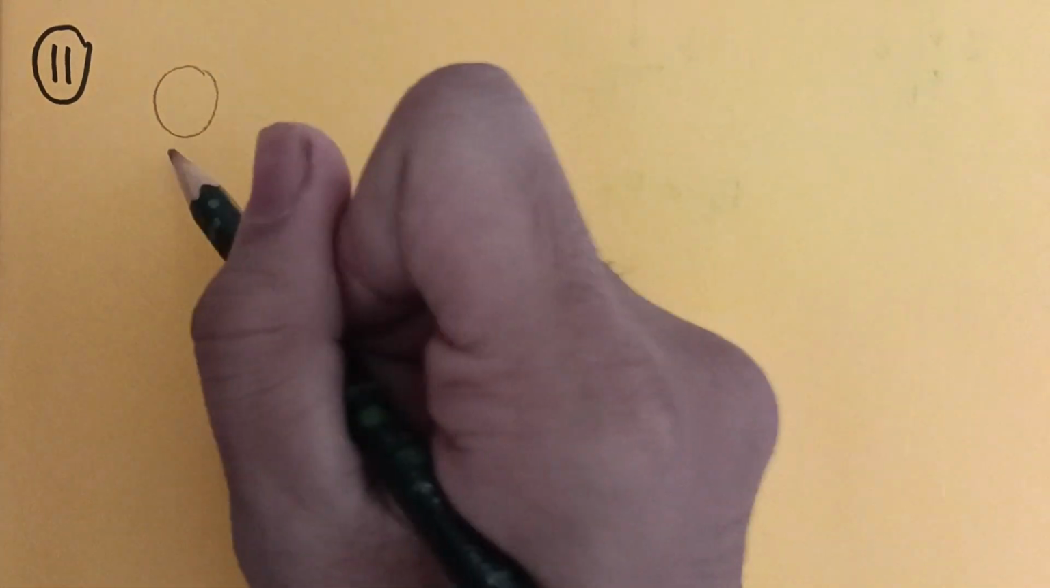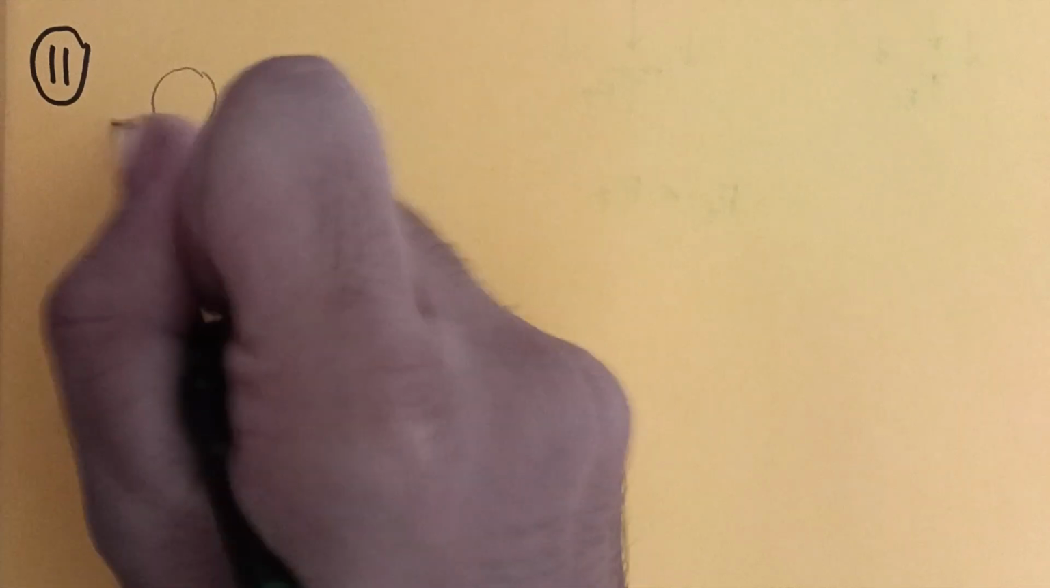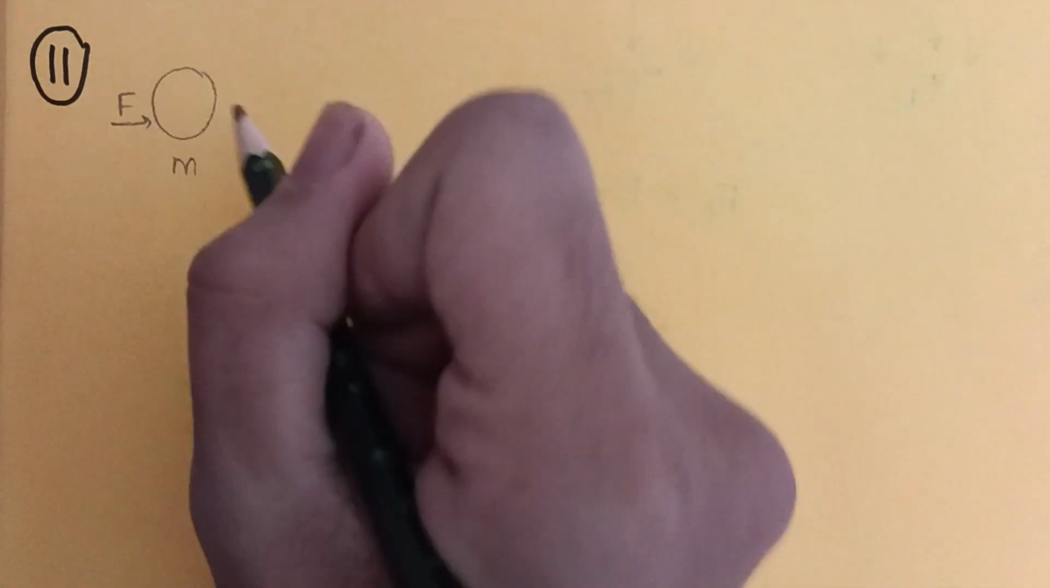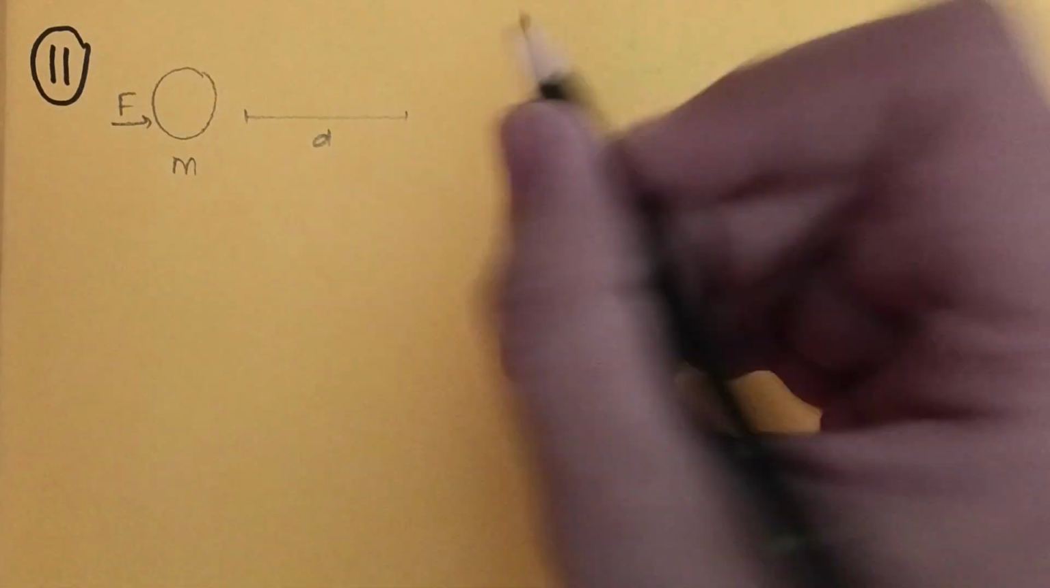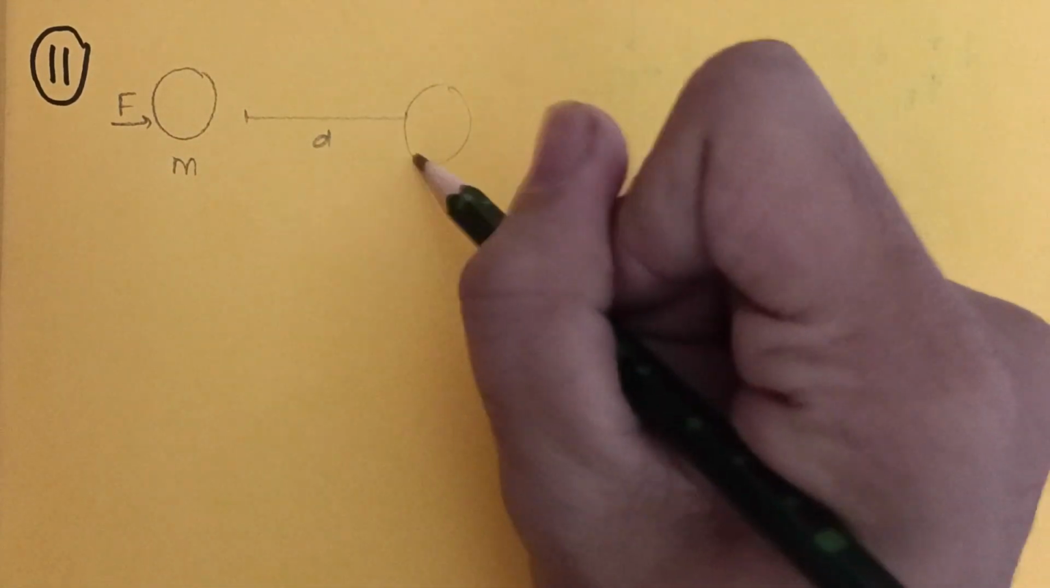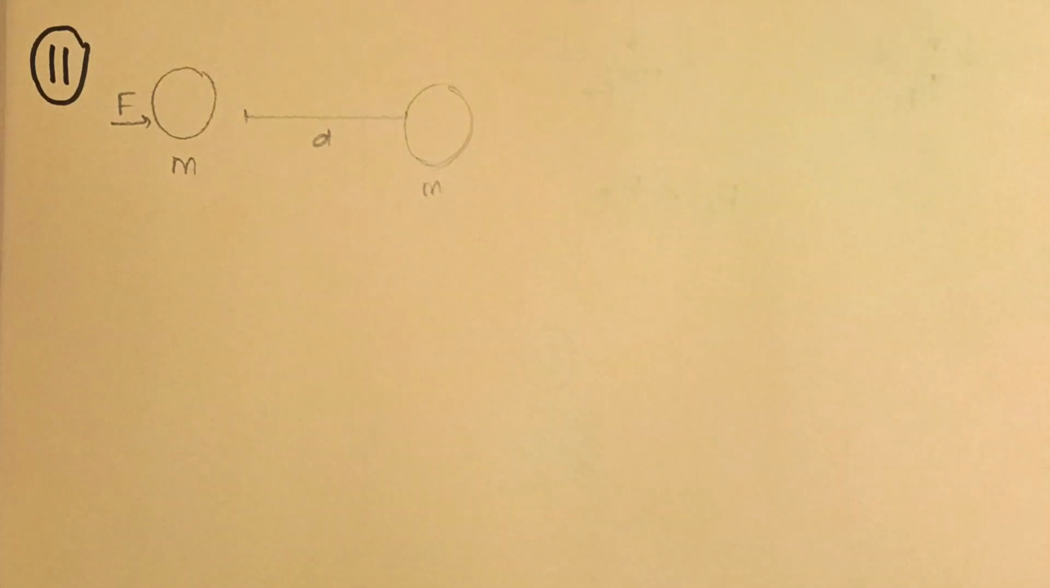Question number 11. A force F acts on a body and the body moves a distance d in the direction of the force. So let's say we have a body like this. It has some mass m and a force F is applied on the body, and the body moves a distance d. So after some time after the force is applied, the body is over here. Which expression for work done W is correct?